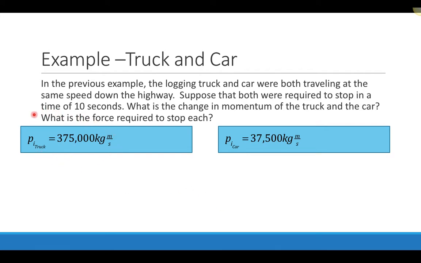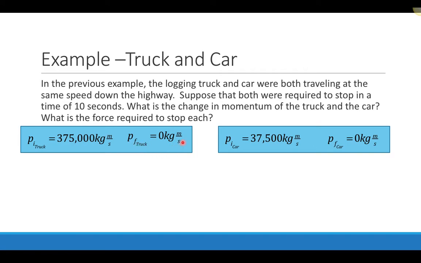If you remember back, we had calculated the initial momentum of the truck to be mass times velocity, which was 375,000 kilograms meters per second. And the momentum of the car initially traveling down the highway was 37,500 kilograms meters per second, which was 10 times less because the mass was 10 times less. So we want to figure out, what's the change in momentum when they come to rest? If they come to rest, then both of them have final momentums of 0. If an object is not moving, it doesn't have any momentum because it doesn't have any velocity.